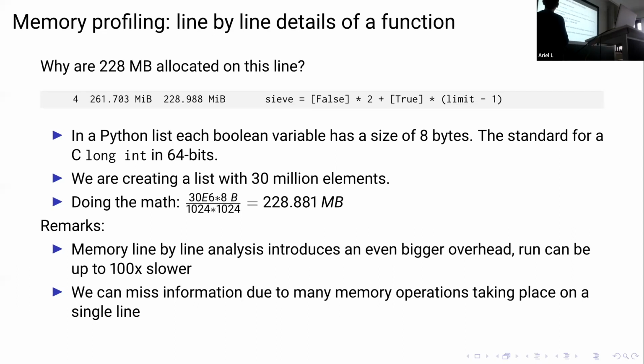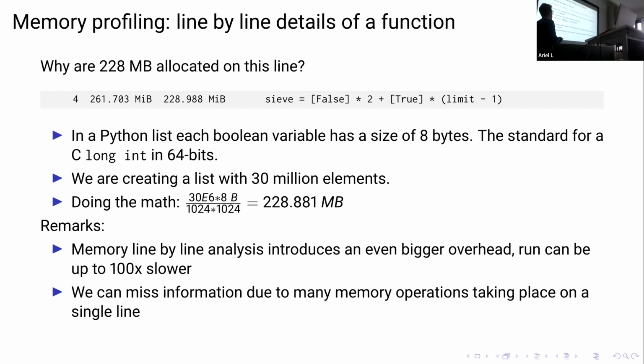Now we saw that we had the delta jump of 230 megabytes after the creation of my list of 30 million elements. So we can try to analyze why this amount of memory is allocated on that line. If we read the Python documentation, we will see that for a list, every element on the list, even if it's a Boolean, will take by default 8 bytes. So it's a standard for a long int in C.